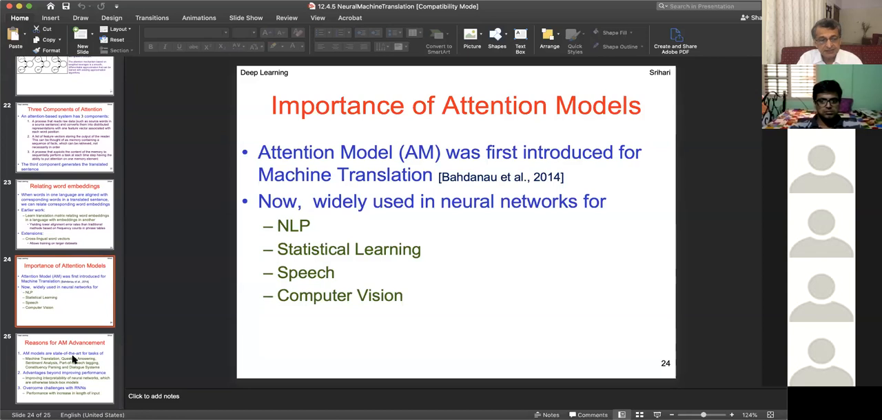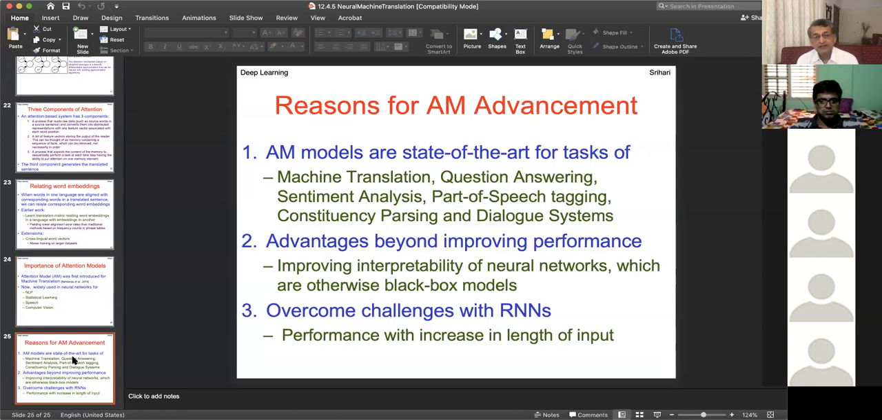All of these started jumping in on this topic. And then we can ask, why is it that attention models advance so much? Reasons for attention models: they started to achieve state-of-the-art in competitions for tasks of machine translation, question answering, sentiment analysis, part of speech tagging, another NLP task called constituency parsing, dialogue systems, and so on. So whenever you brought in this attention model, you started doing exceedingly well.